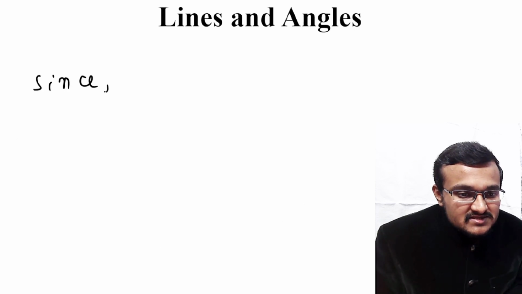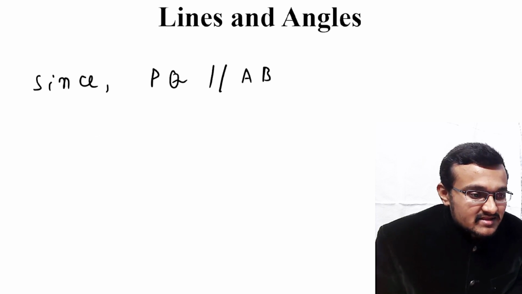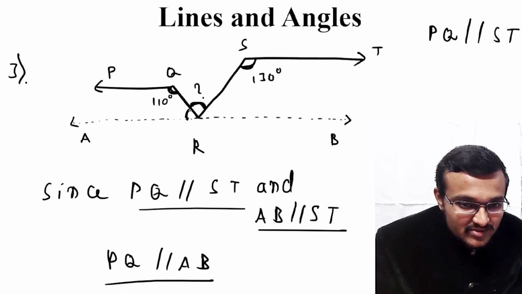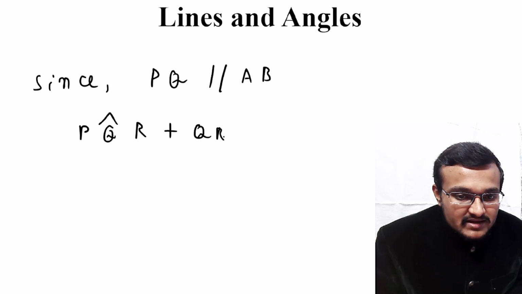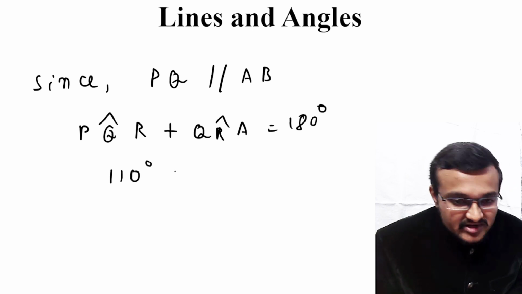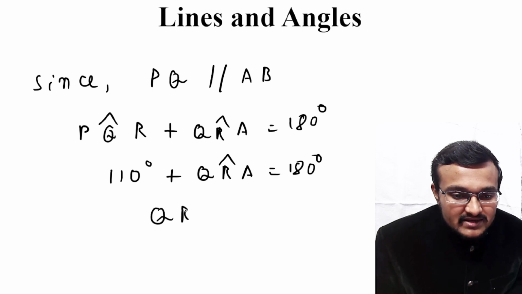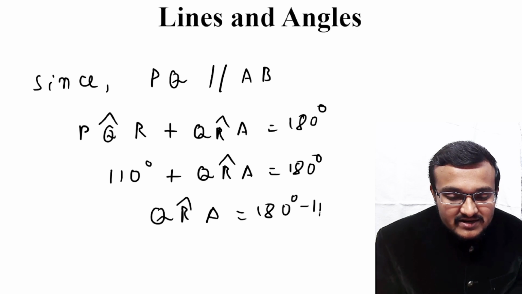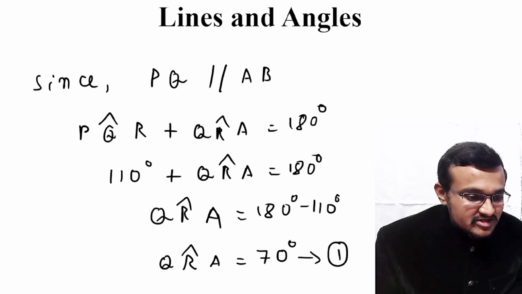So here, since PQ is parallel to AB, in this particular image, PQR plus QRA, if you take the sum of those two, will be equal to 180 degree. So PQR plus QRA is equal to 180 degree. So what is the PQR they have given here? PQR they have given as 110 degree plus QRA is equal to 180 degree. So QRA is equal to 180 degree minus 110 degree. So 180 minus 110 will be 70 degree. So QRA is 70 degree. This we can call as equation 1.